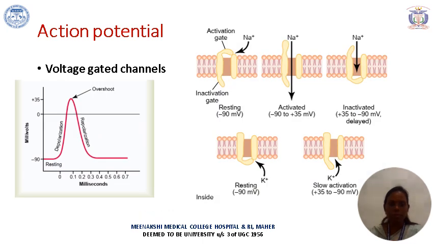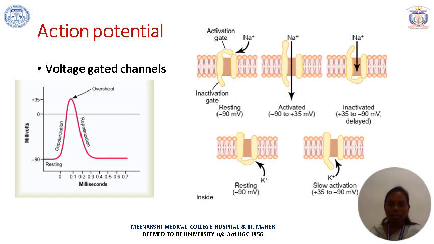So this picture shows the sodium channel and potassium channel gate. When the muscle is at rest, at minus 90 millivolt, and a threshold stimulus is applied, the gate gets open, so there is activation of the sodium channel, up to 35 millivolt. So 35 millivolt is nothing but the sodium equilibrium potential.